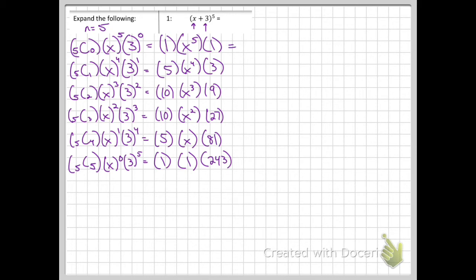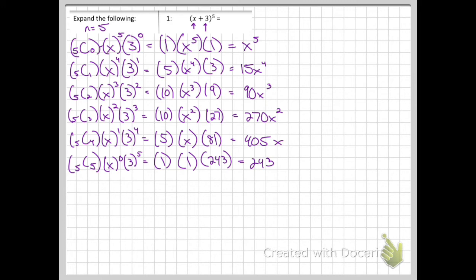It just makes it quicker, in my opinion, to do it this way. Then we multiply them together. These are all being multiplied. Parentheses next to each other means multiply. So that means my first term is going to be x to the 5th. My next term is going to be 15x to the 4th. 90x cubed. 270x squared. 81 times 5. 405 x, and then just 243.